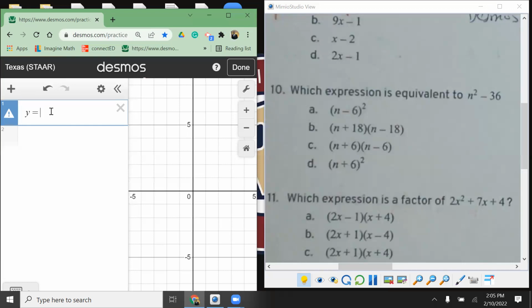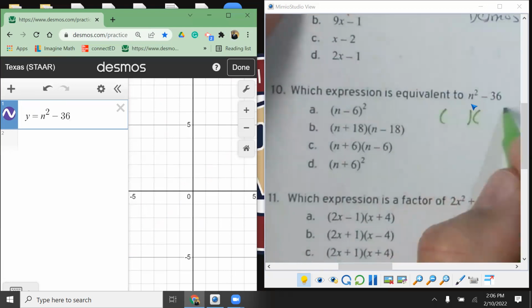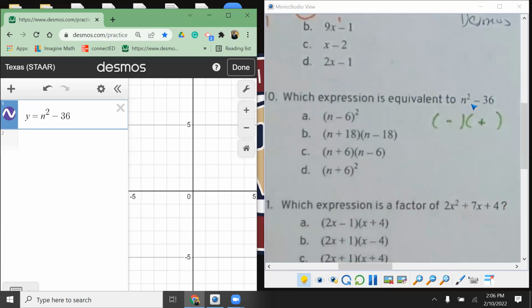In square root 2, and then I'm going to hit tab, minus 16. Oh, no, it's 36. Sorry, 36. Now, there are faster ways of doing this. You should know that there's no middle term, so you'll have two parentheses, one a minus and one a plus, and they're going to be the exact same thing. We should know this, but to help on Desmos, we're going to graph it.